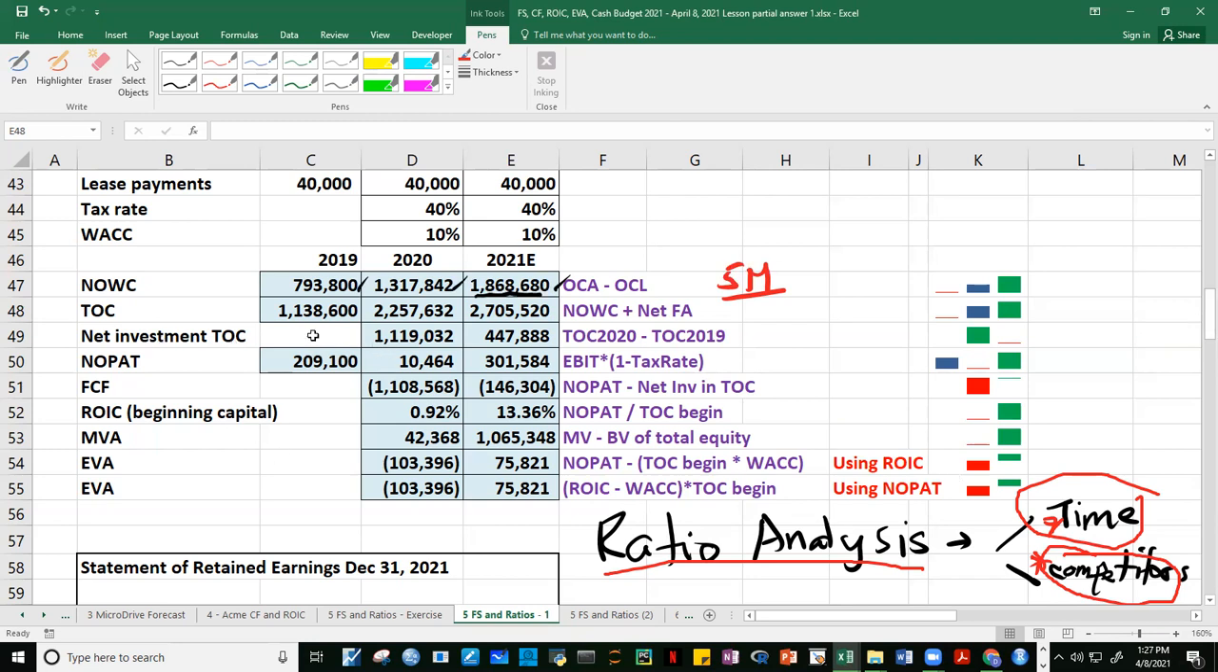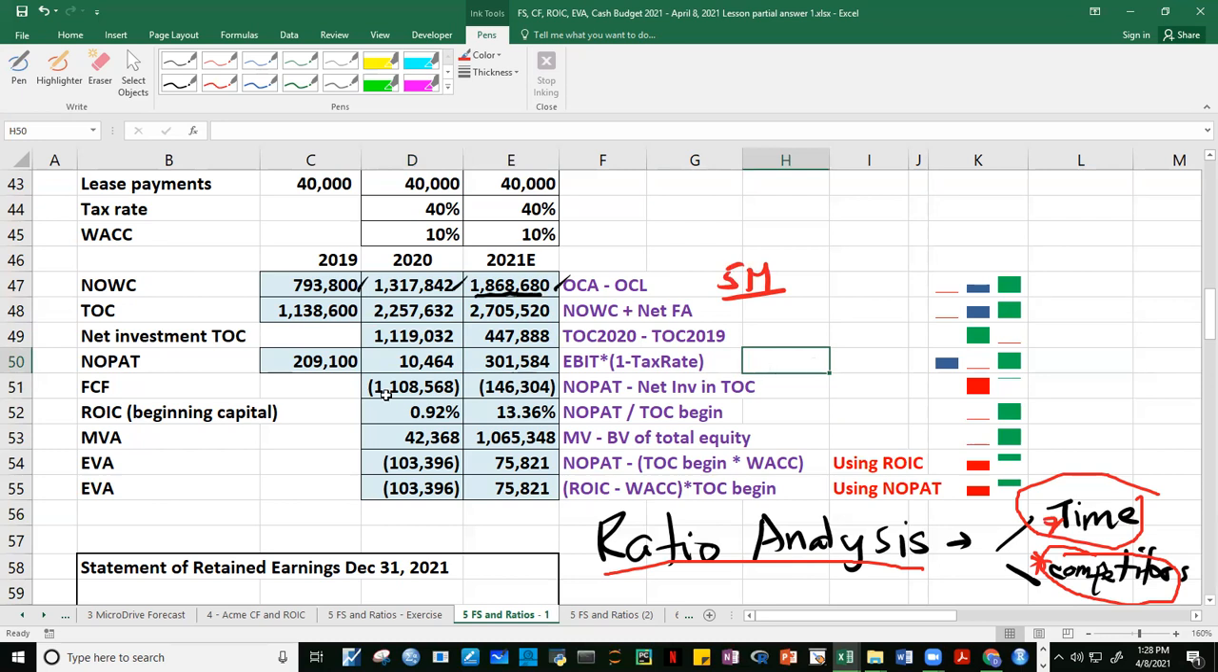So net investment natin, wala tayong 2019 kasi wala tayong figure sa 2018. So between 2019 and 20 nag-increase ng ano ng 119. Tapos nung 20 to 21 nag-increase lang ng 447. Okay. Then we look at NOPAT, which is just your EBIT times 1 minus tax rate. So, noong 2019, 209 yung NOPAT natin. Noong 2020, bumagsak, ano? Naging 10 na lang, 10 na yung graph, no? It went down. And then, it recovered 2021. So, mukhang may problema yung 2020, ano? Kasi bumaba yung operating profit, eh. Despite the fact, guys, na ang TOC niya, okay, nag-increase yung operating capital, no? Despite that, bumaba yung NOPAT.